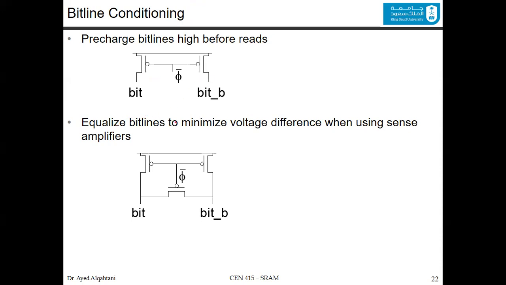You could also equalize the bit lines to minimize the voltage differences when using a sense amplifier, by adding this PMOS. So if one of the lines has its value before the other, when this is on, it will have the value moved into the other one as well. Now this is for the bit line conditioning.